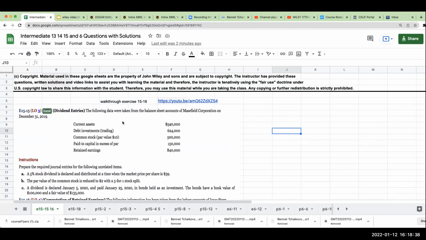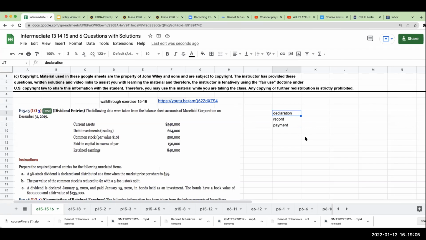A 5% stock dividend is declared and distributed at the time when the market price is 39 per share. When we have a dividend, there is the date of declaration, the date of record, and the date of payment. The declaration is after the board has approved the resolution to do the stock or the cash dividend.